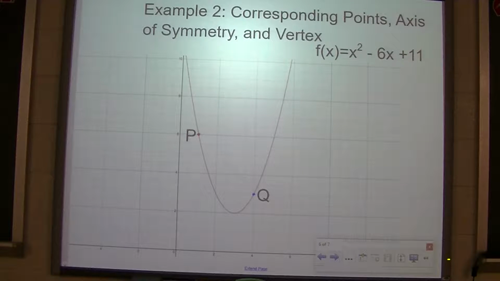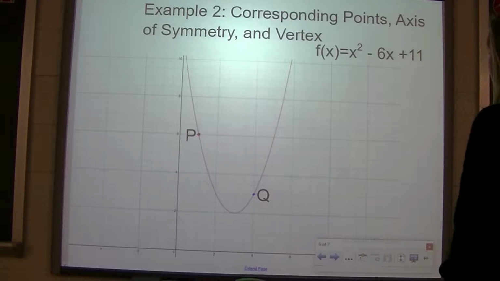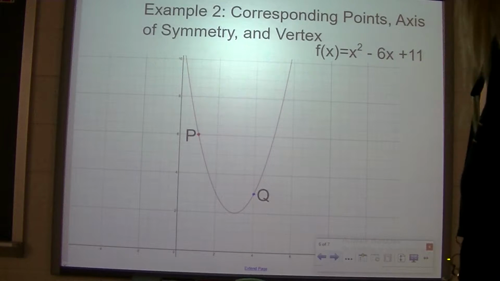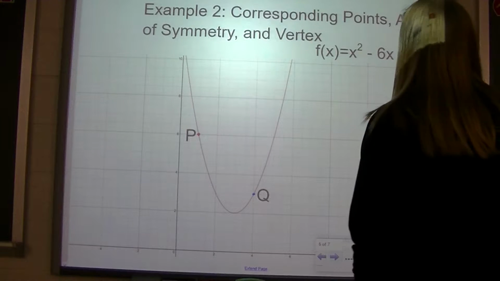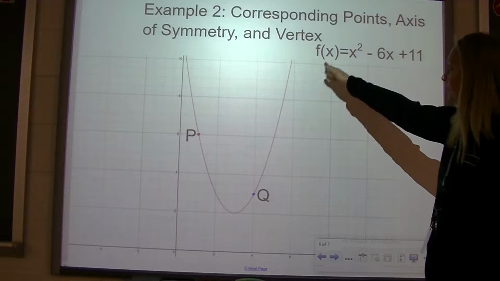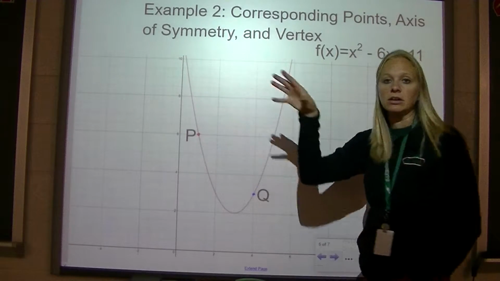All right, so example 2, they want us to identify corresponding points, identify an axis of symmetry and the vertex. So we've already talked about vertex of this function. So the function f of x equals x squared minus 6x plus 11 is this graph here.